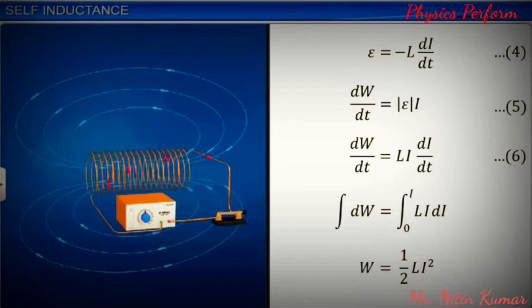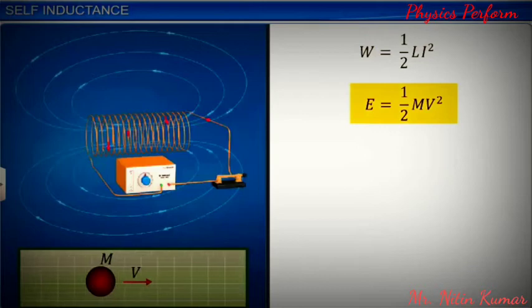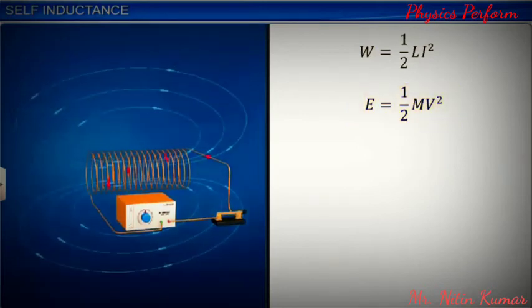This expression is similar to the expression for kinetic energy of a particle of mass m moving with velocity v, which is given by E = ½mv². This clearly shows that self-inductance L in electromagnetic induction is analogous to mass m in mechanics. Thus, self-inductance is the measure of electrical inertia. It opposes the growth and decay of the current in a circuit.